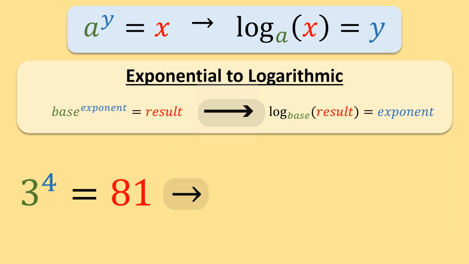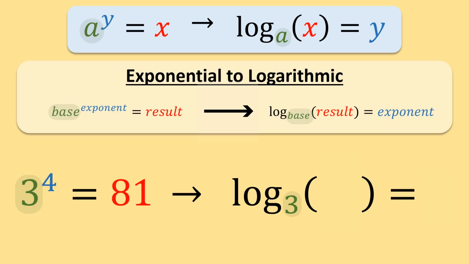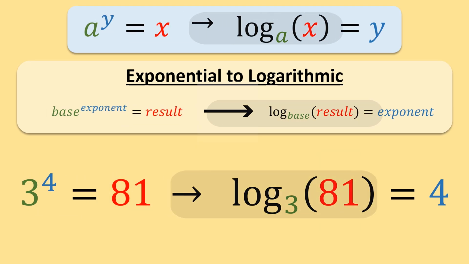Now we convert this to a logarithmic equation. The 3 maps to the base of the logarithm. The 4 maps to what the entire logarithm is set equal to. The 81 maps to the inside of the logarithm. We've successfully converted from an exponential equation to a logarithmic equation.